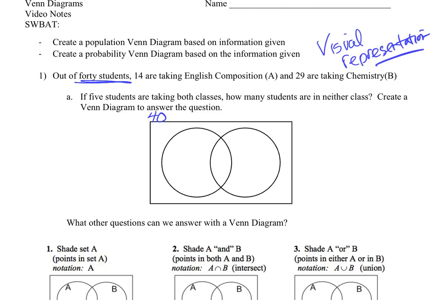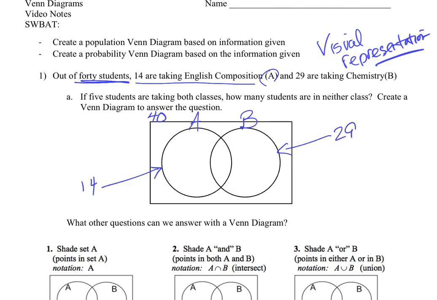Then you have these two circles. The two circles represent people that are taking English composition, so we're going to label that as an A, and people that are taking chemistry, which we're going to label as a B. The people taking English composition, there's 14 of them. So the whole circle represents 14 people, and this whole circle here for B represents 29 people for chemistry.